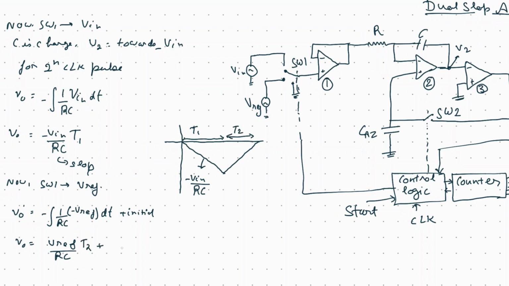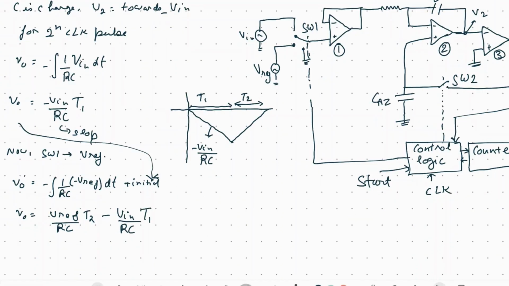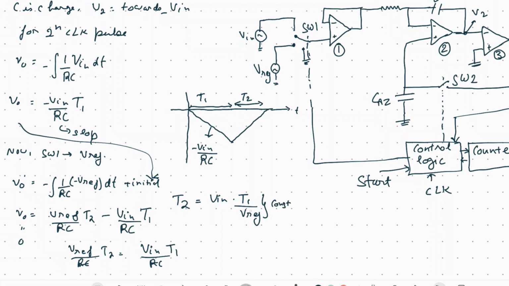We know that after the T2 period the output is going to be 0. When it is 0, these two terms should add up to 0. So V reference by RC times T2 equals V in by RC times T1. RC and RC cancel out, so T2 will be V in times T1 by V reference. T1 is constant and V reference is also constant, because T1 depends upon the clock pulses. In this way T2 is proportional to V input.